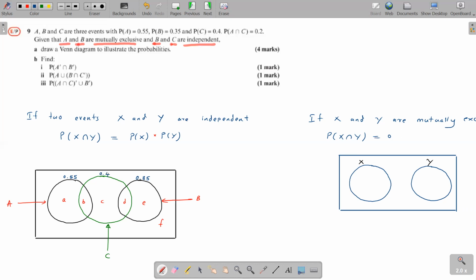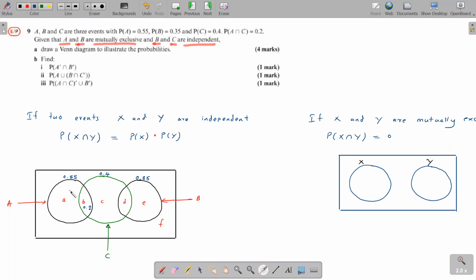And A intersection C. So A intersection C is the middle, basically what's in between A and C, right? So A intersection C is the intersection of circle A and C. I hope you guys can understand. A intersection C is region B. So region B probability is 0.2. Can you guys understand that? That's really important. A intersection C is 0.2.